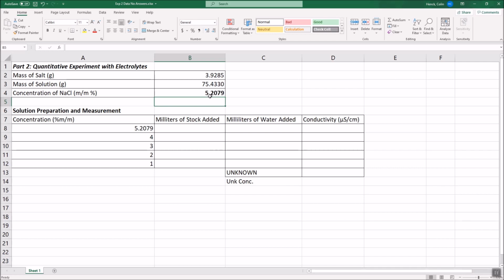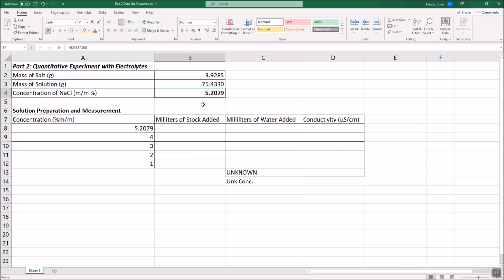Note that it's not exactly 5%. We didn't use exactly 3.75 and we didn't have exactly 75 grams of solution. Don't worry about it. We don't need it to be exactly 5%. We need it to be approximately 5%. And we also need to know exactly what percentage we did have. You'll also notice that this value populates down here automatically because we want to use the actual concentration.